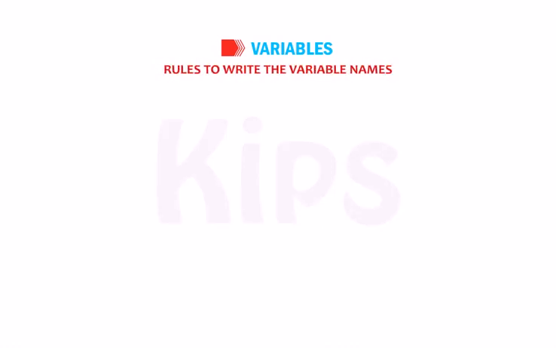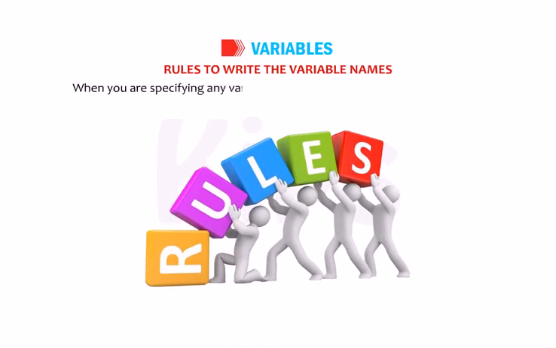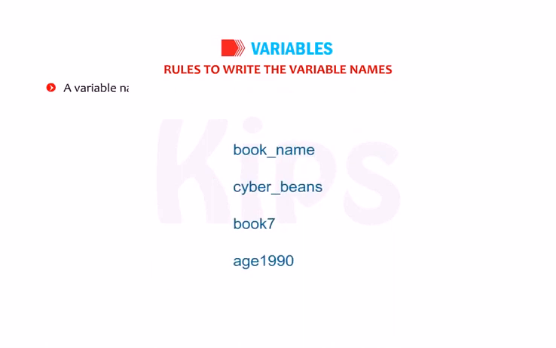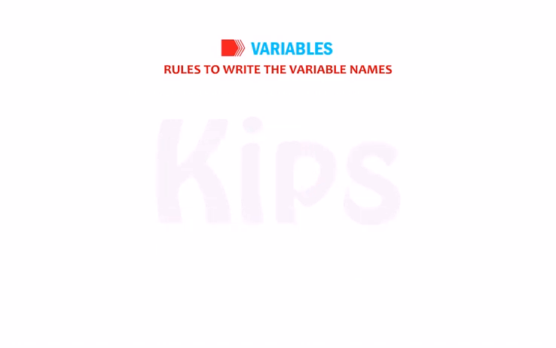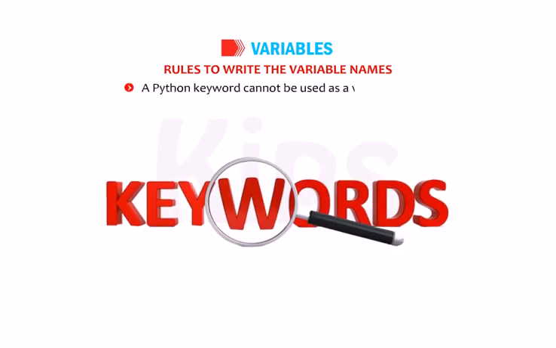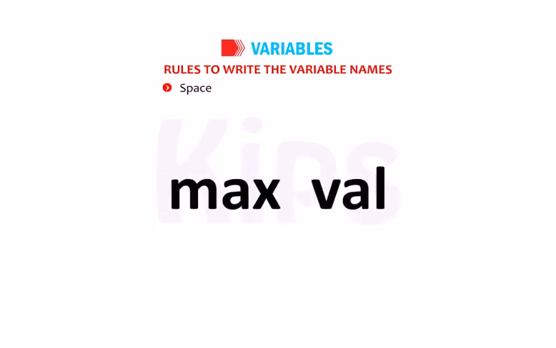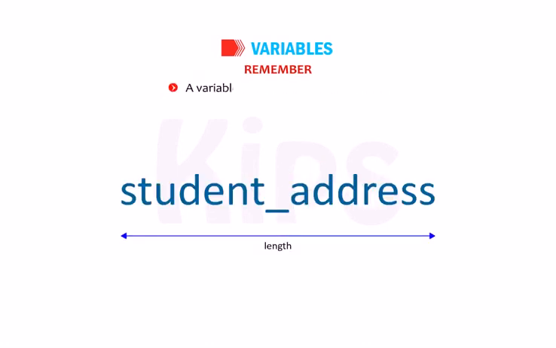Rules to write the variable names. When you are specifying any variable name, you need to follow certain rules. A variable name must start with an alphabet, capital or small, or an underscore. A variable name can consist of alphabets, digits and underscore. No other character is allowed. A Python keyword cannot be used as a variable name. Space is not allowed in a variable name. Remember, a variable name can be of any length.